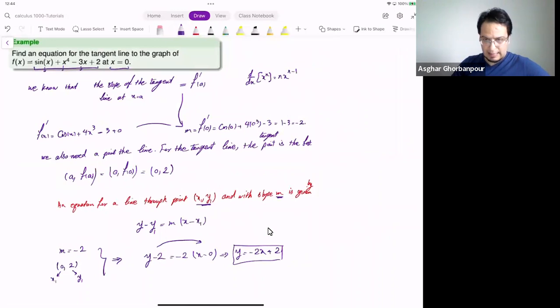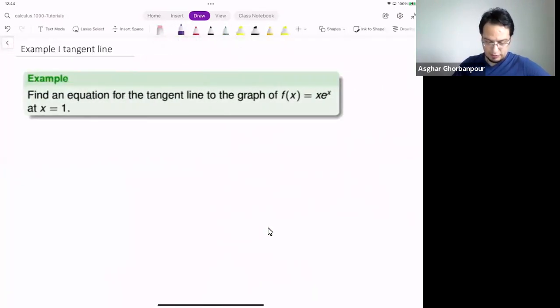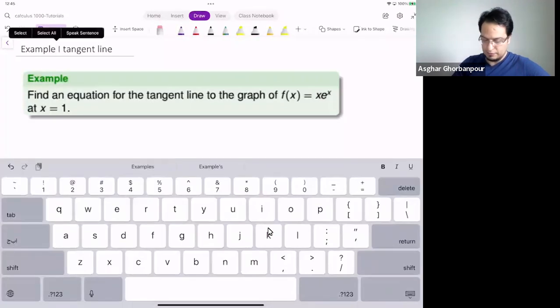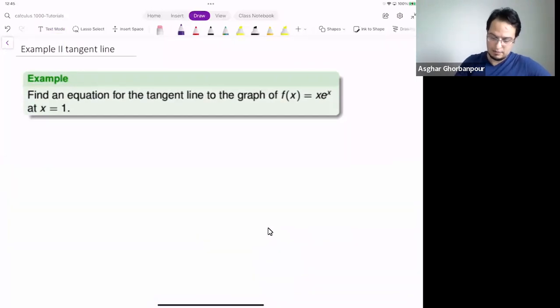So I will leave the other example. This is example 2, actually. I don't know how I did write 1. This is example 2 of tangent line. So I will leave this one as an example for yourself to do it.